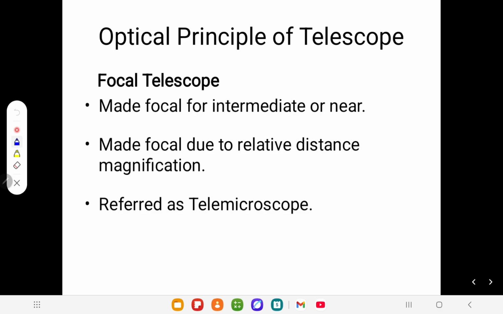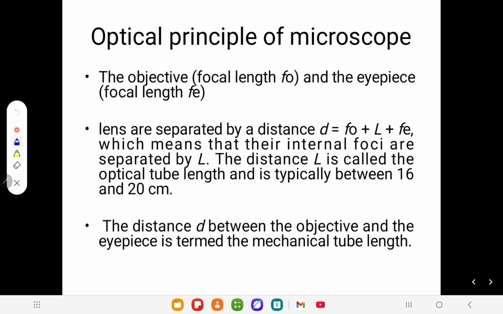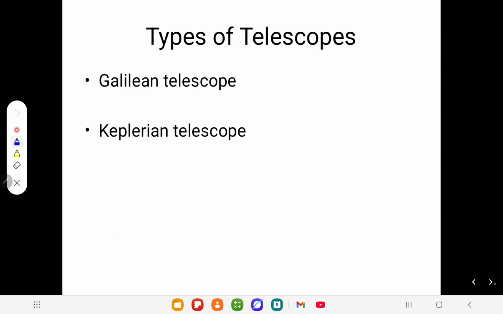When we make a telescope from afocal to focal, the focal telescope, which is sometimes called a telemicroscope, is made for intermediate distance or near distance, and is made due to relative distance magnification. Okay, I move forward. The optical principle of microscope, and I'm not talking about microscope definitely, so let's skip it.